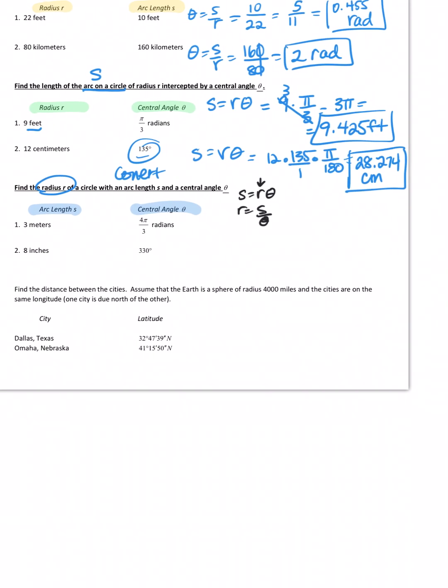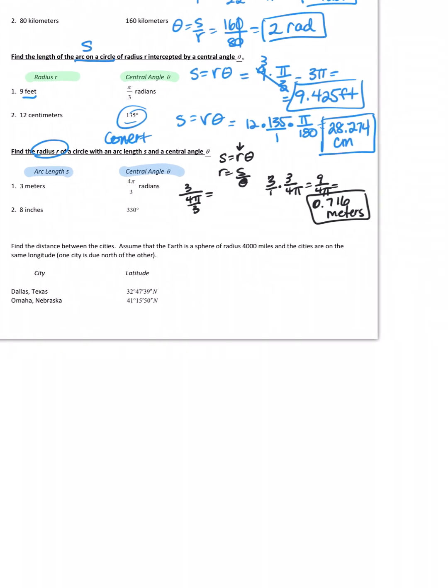S is 3 meters divided by theta, so divided by 4 pi over 3. Okay, remember fractions? 3 over 1, flip it, 3 over 4 pi, gives me 9 over 4 pi. Put it in your calculator, round it to 3 decimals like we've been doing. So I get 0.716 and put the appropriate unit on it. And this one was meters.